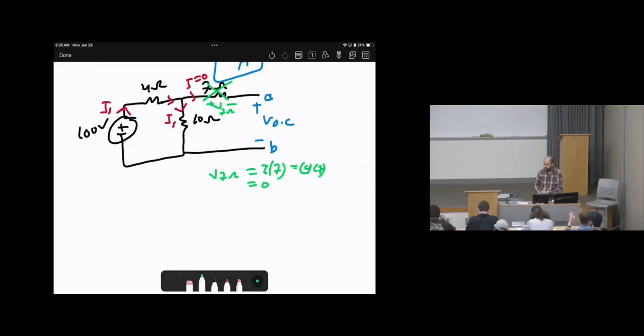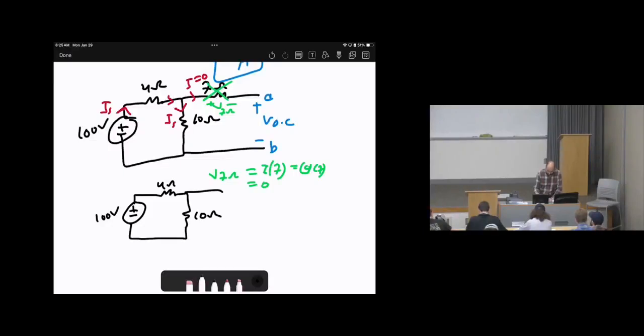Okay, what should I do next? Redraw the circuits so you can get a clear image of what we will do later. Here is 100 volts, 4 ohms, 10 ohms, then here plus minus V open circuits, right? So we just erase the 7 ohms. Now we are all agreeing that the current is flowing only in this loop. So here is I source, here is I source.